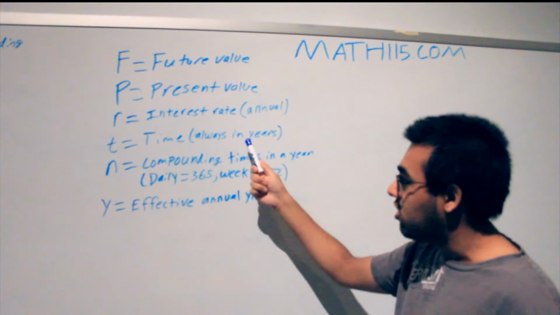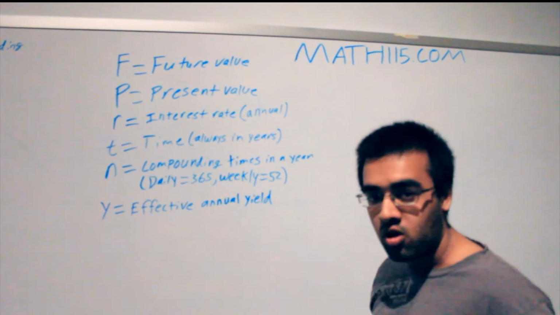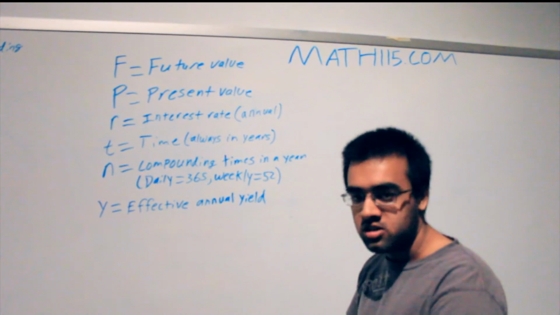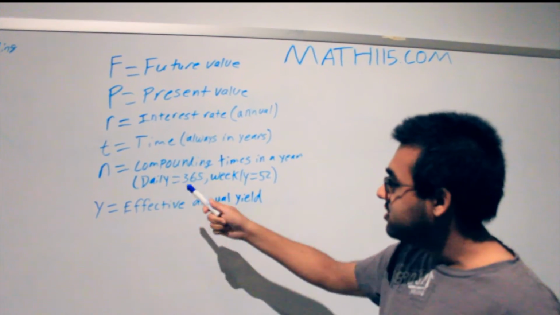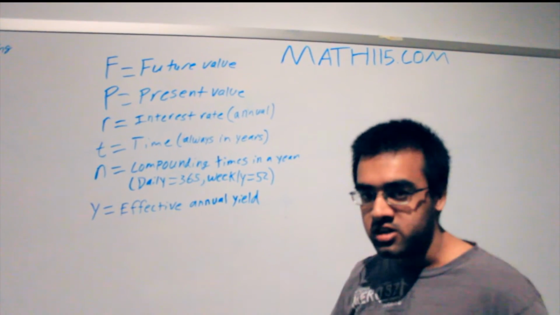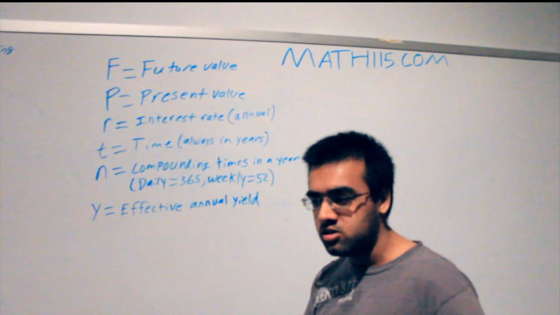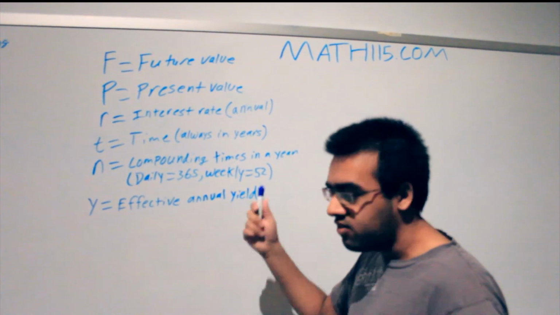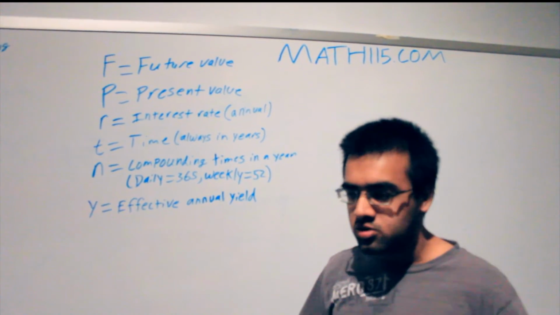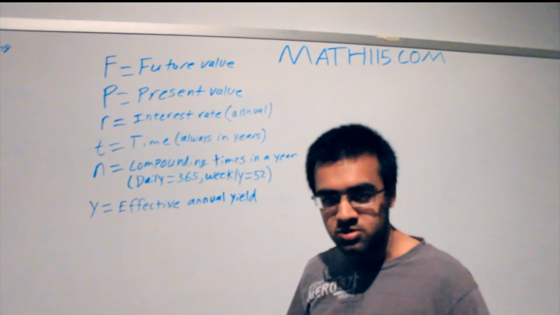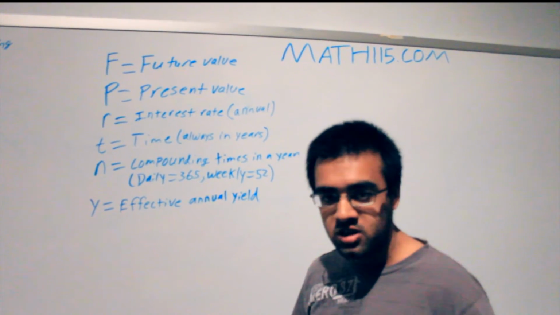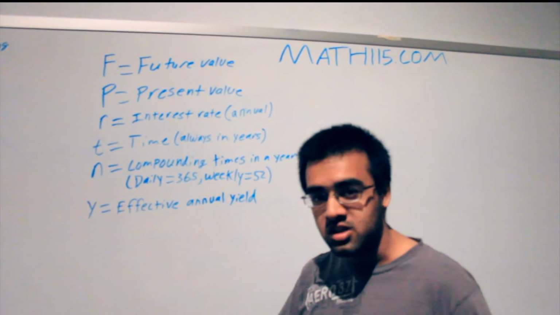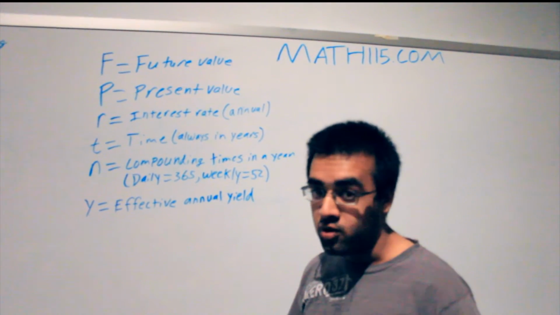Your time is always in years, so T is for time, always in years. So if you have a decimal, that decimal is representing a portion of a year. N is the number of compounding times in 1 year. So if they say it's compounded daily, you're looking at 365 days, so 365 would be your N. Weekly, 52. Other tricks that they could use would be semi-annually, which means 2. They could say quarterly, which is 4. They could say biannually, which means that happens once every 2 years. That means it's 0.5 for N.